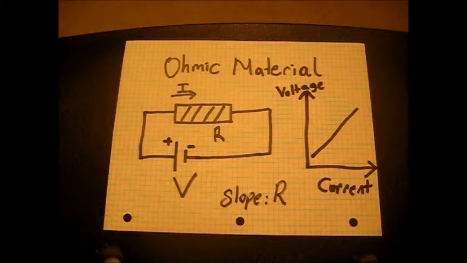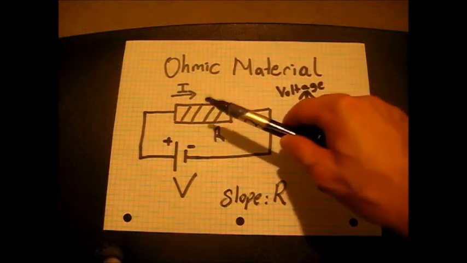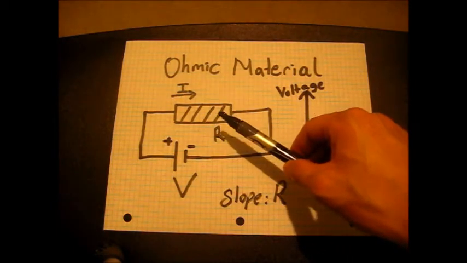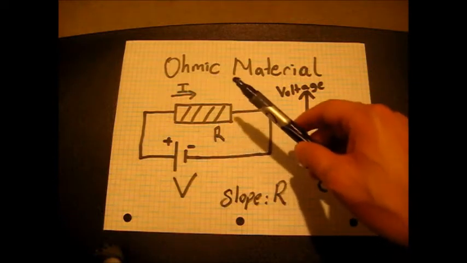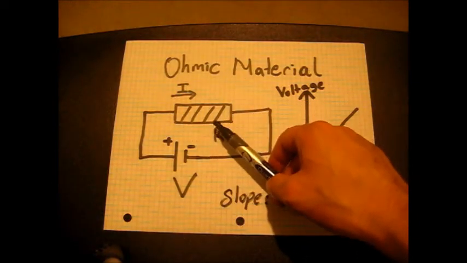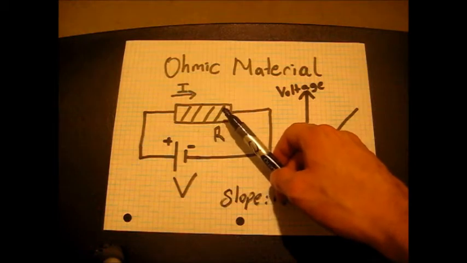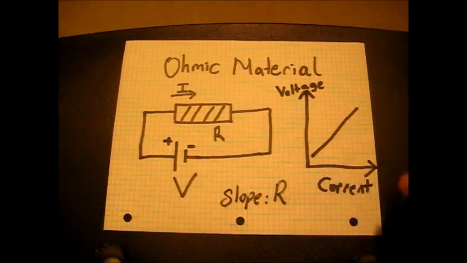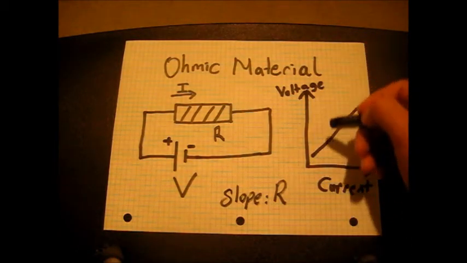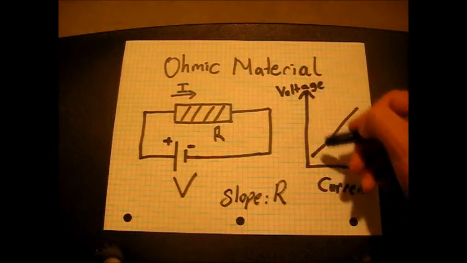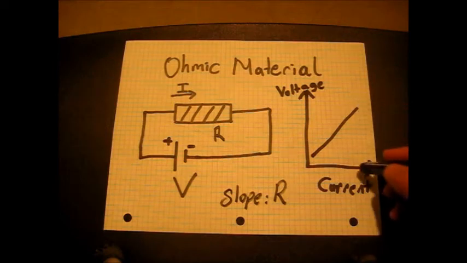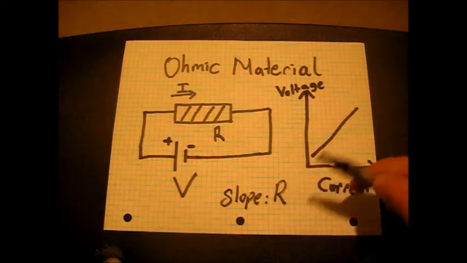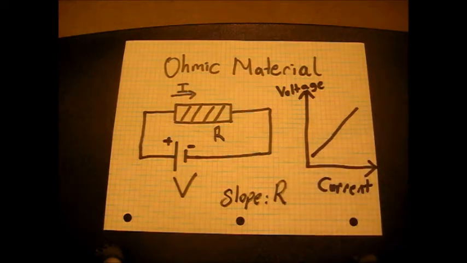So what an ohmic material is: if you increase the voltage on certain materials such as tungsten, which we use in daily light bulbs, the current flowing through the tungsten is going to increase proportionally. If you sketch the graph of voltage by current, you are going to have a linear graph, and the slope is going to give you the resistance.